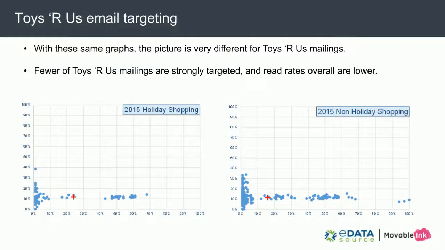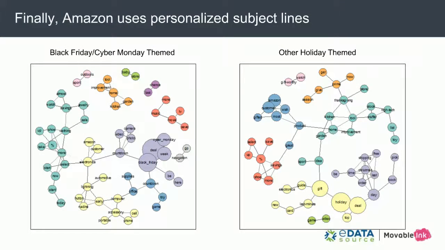And finally, Amazon uses more personalized subject lines. These graphics show what we call word co-occurrence in Amazon subject lines. The graphic on the left analyzes subject lines for mailings themed to Black Friday and Cyber Monday. The one on the right analyzes other holiday-themed subject lines running during that same period. The larger the word bubble, the more frequently the word is used. Bubbles connected by lines have a co-occurrence relationship. The closer the proximity of the bubbles, the more likely those words are to have been used in combination.